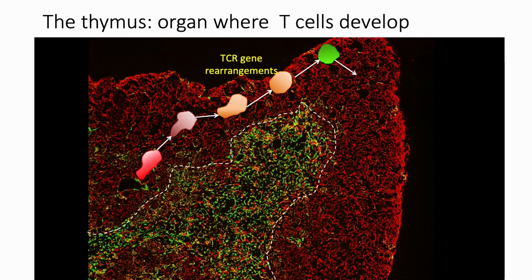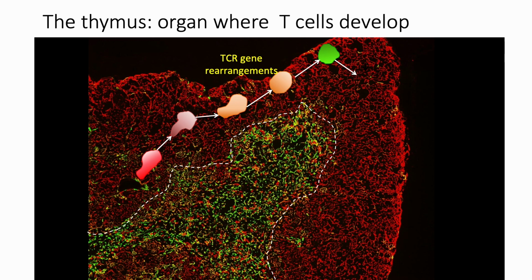So T cells develop in a specialized organ called the thymus, depicted here. There are two major regions of the thymus. The thymus's sole job is to make T cells, and it's doing this throughout our lives. The thymus actually sits in our chest cavity just over our heart, and again, its function is to make T cells and to educate them to be self-tolerant.